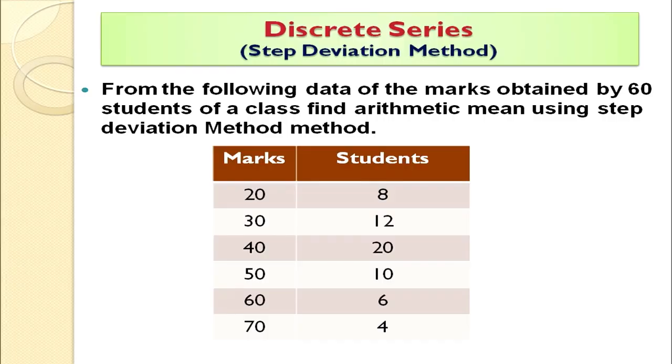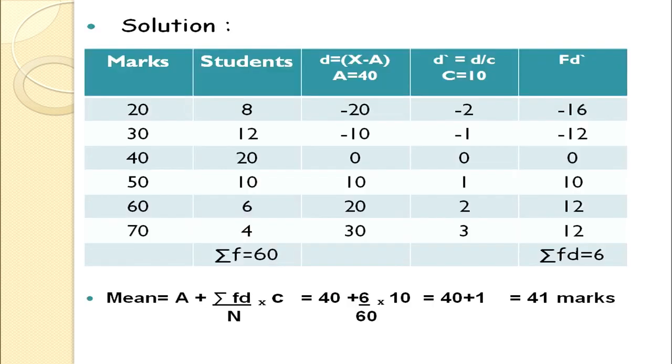Now, it is the same question. From the following data of the marks obtained by 60 students of a class, find arithmetic mean using step deviation method. Now, let us see how we have done it. Marks, students. Step 1 remains the same. For shortcut, identify assumed average. Again, we are taking 40 as assumed average. So, A is equals to 40.